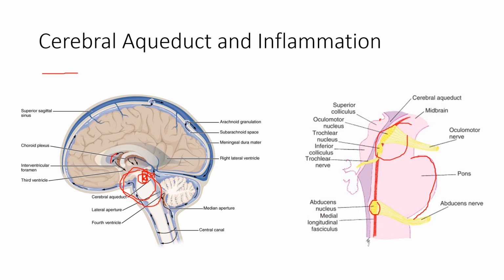Look at how close those nuclei are to that cerebral aqueduct, right? If you get a little bit of pressure, a little bit of swelling in this aqueduct, we're going to see the oculomotor nucleus affected, which is going to affect the oculomotor nerve. We're going to see the trochlear nucleus affected, which would affect the trochlear nerve. So we're going to see eye movements affected with the slightest bit of inflammation. That is the take home for this.